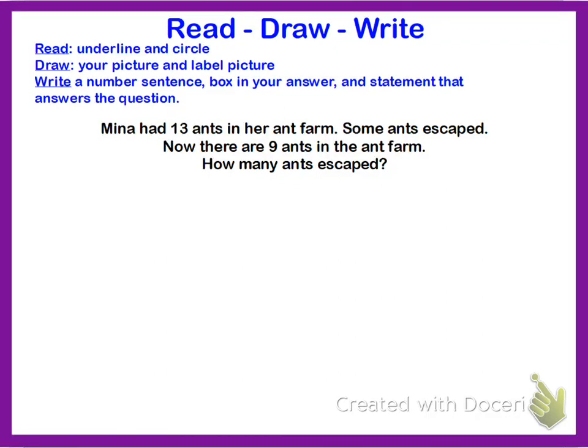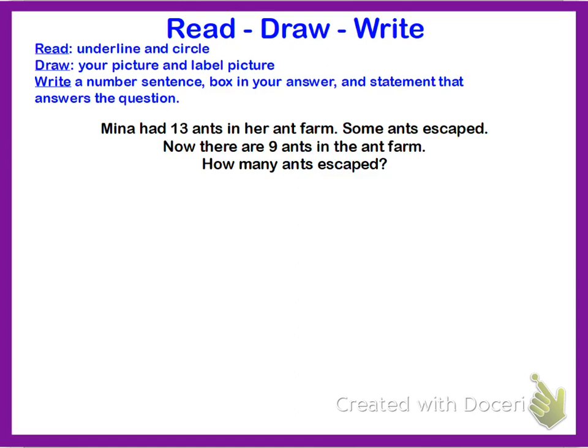Today we're going to be talking about Module 2, Lesson 24. In this lesson we're talking about being able to solve word problems with a missing part. So we're going to be doing read, draw, write. We're going to read the word problem, do cubes, then draw a picture and label it, and then write a number sentence, box in our answer, and write a statement that answers the question.